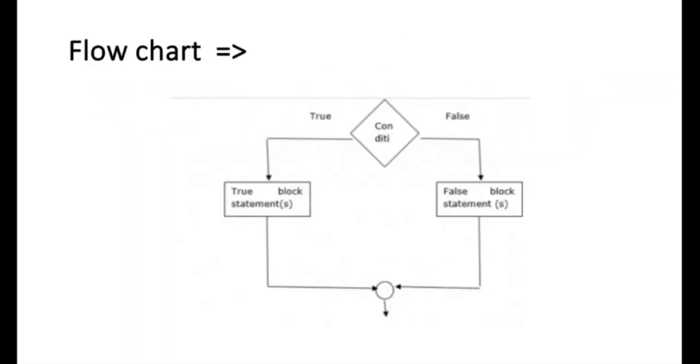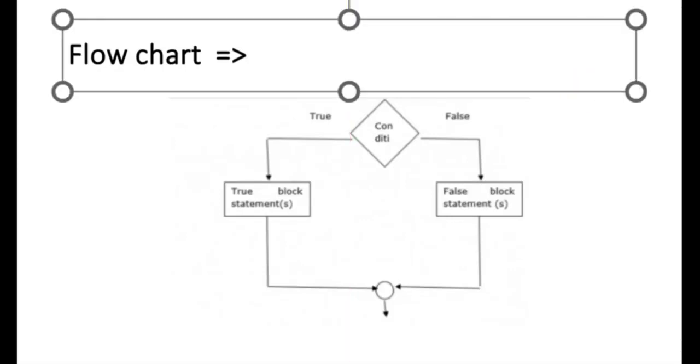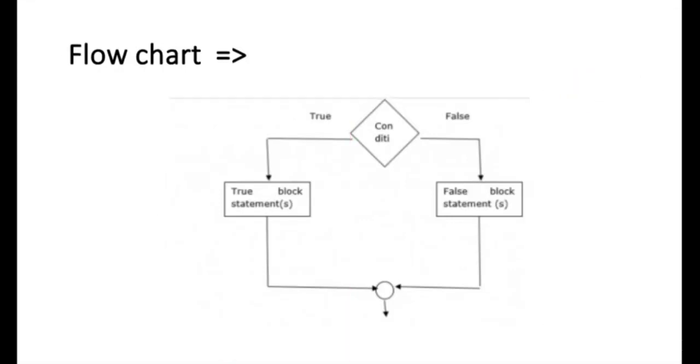The flowchart for the if else statement: in the diamond we represent the condition. From that we take two paths, a true path and a false path. On the left side we write the true block statements, and on the right side the false block statements, and then the program stops. In the output, if it's true it will execute the true block statements, and if it's false it will execute the false block statements.